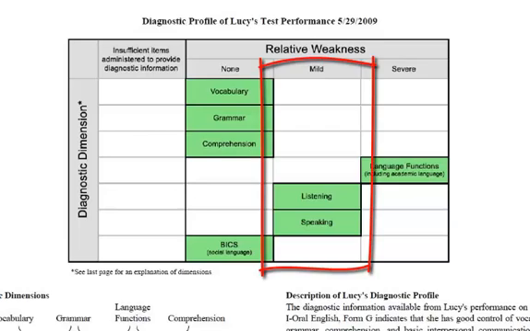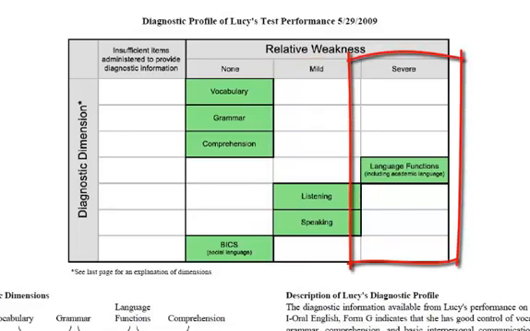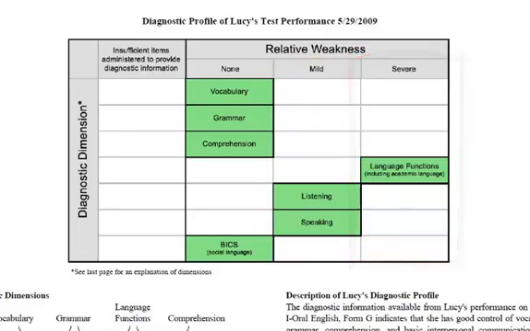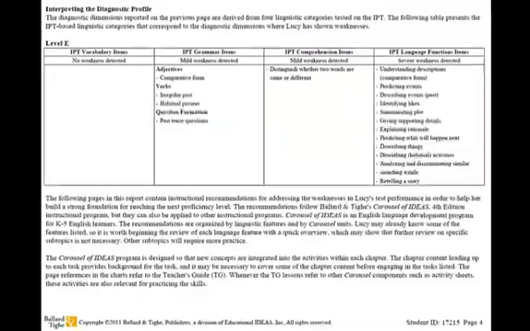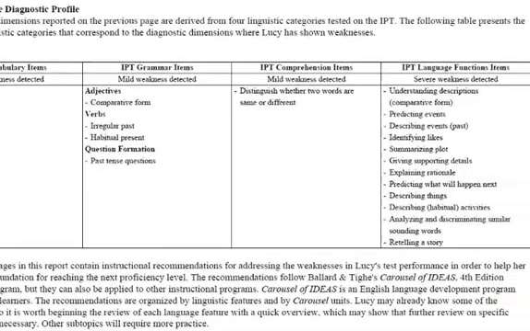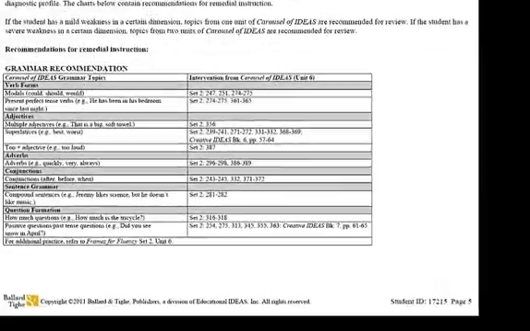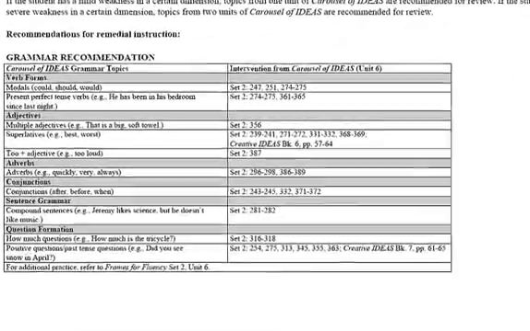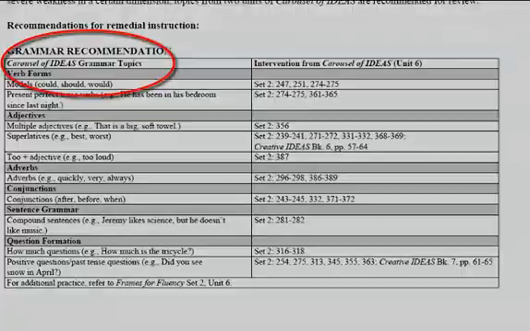Moving on, she shows mild weaknesses in her listening and speaking skills, and for language functions, she shows relatively severe weakness. Aside from the graph, you have a written summary of Lucy's diagnostic results here, and the next page also further explains which skill areas Lucy is showing mild to severe weakness in. Based on this report, the next few pages show instructional recommendations to help Lucy build and overcome her weaknesses using English language development programs like Ballard and Tye's Carousel of Ideas.